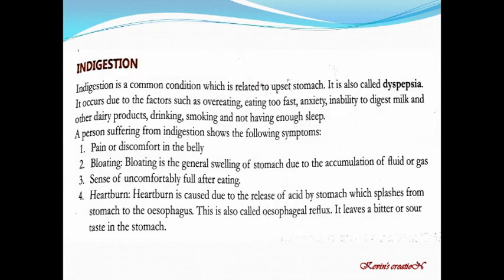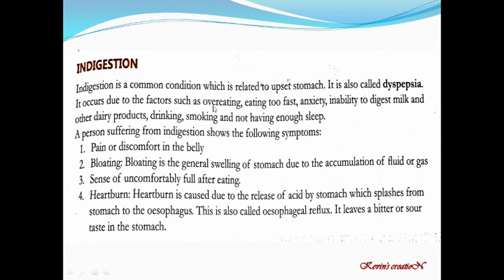Indigestion, we are very much familiar with this word. Sometimes we say, I am feeling indigestion. Why? Because either you have taken too much, or you have taken the food untimely. So usually when our stomach is upset, we say it is indigestion. It is also called dyspepsia.